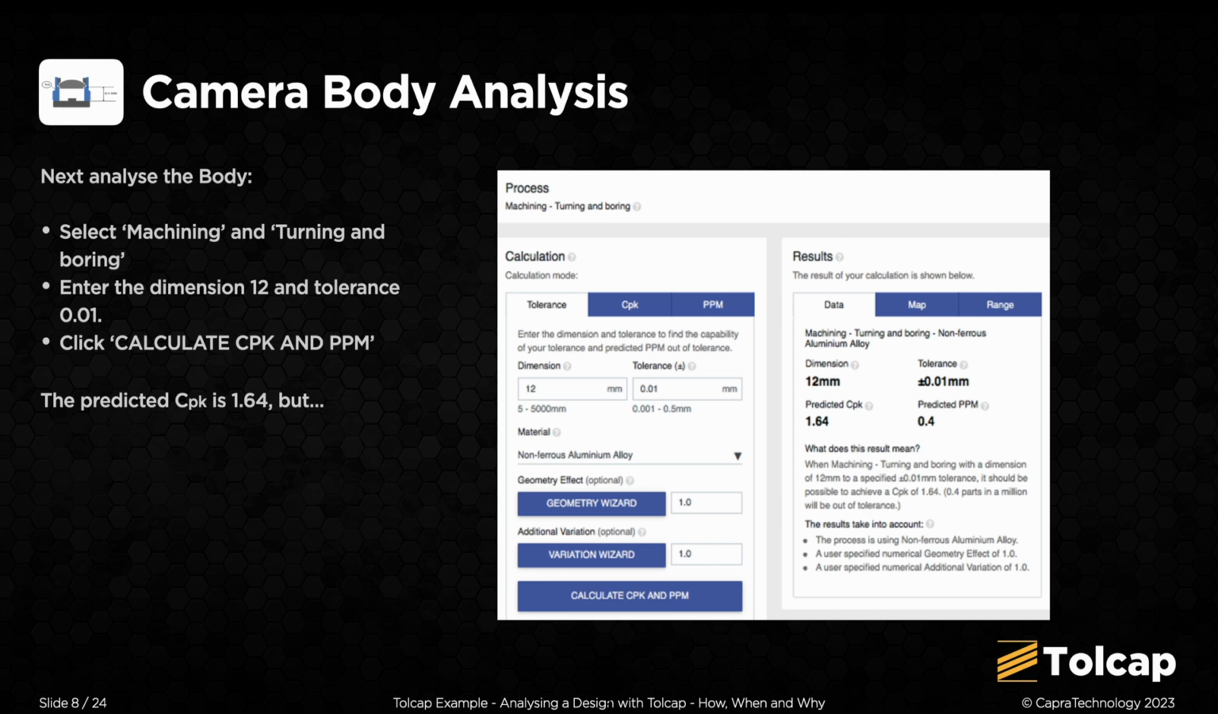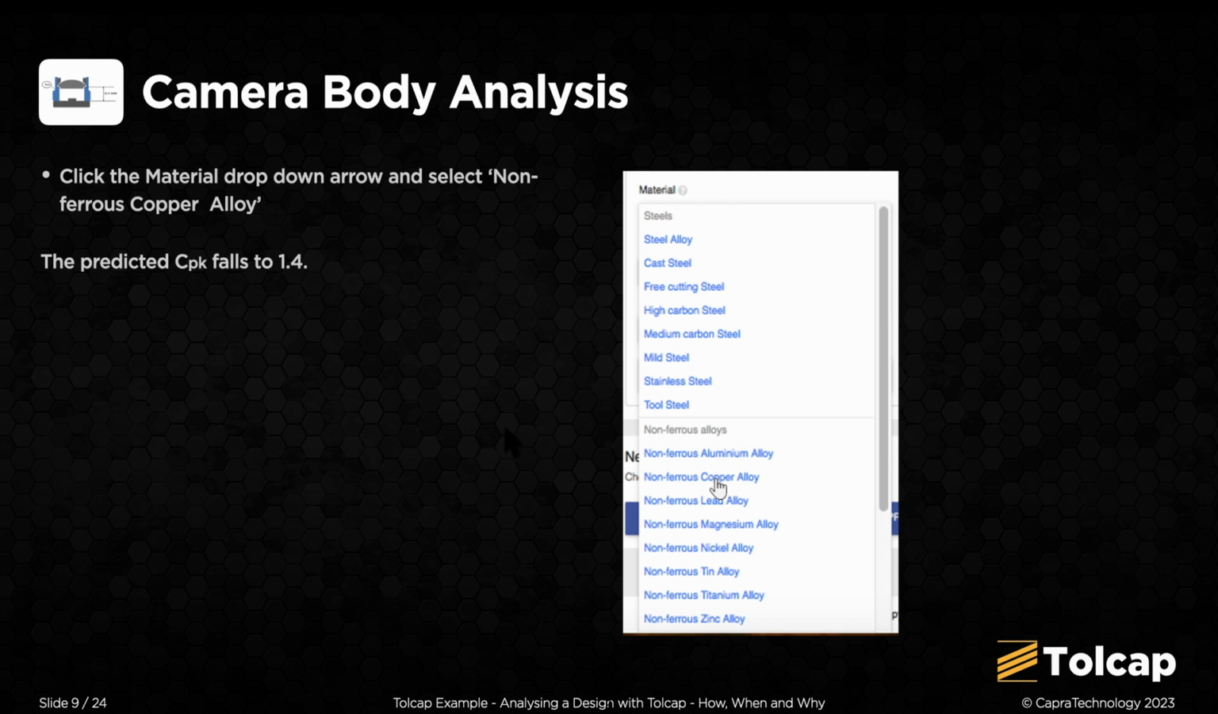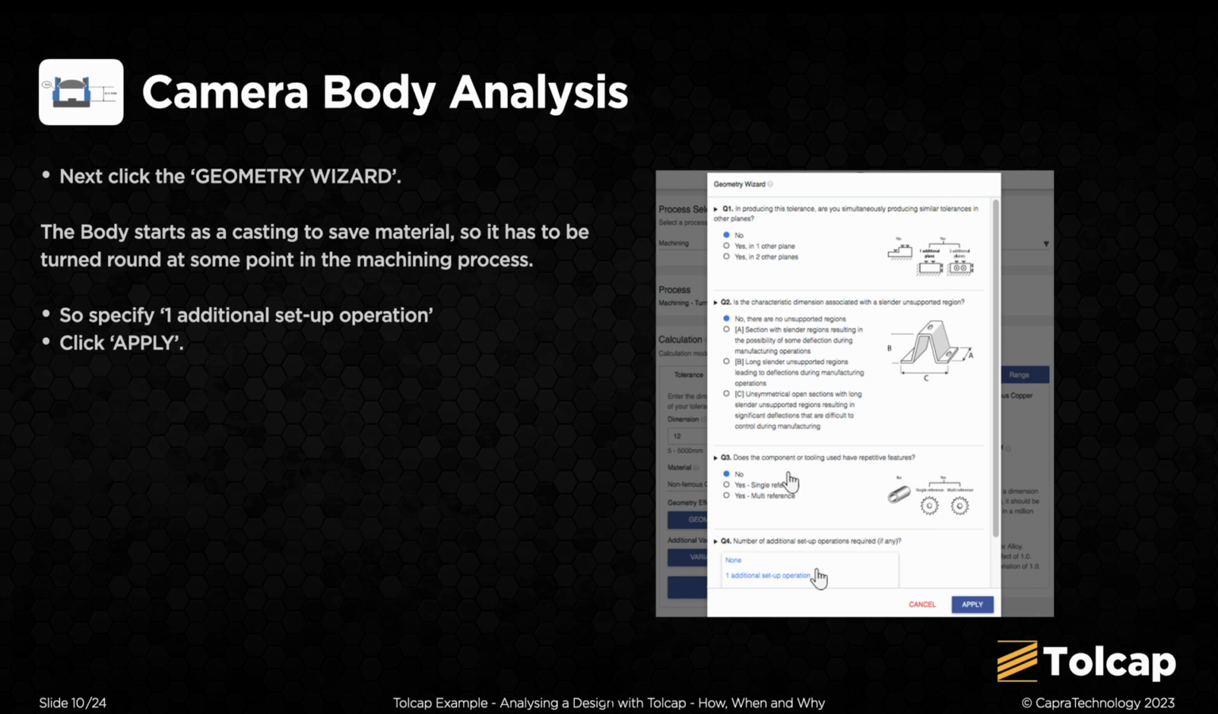Next, analyze the body. Select machining and turning and boring. Make sure we're back on the tolerance tab. Enter the dimension of 12 millimeters and tolerance plus or minus 0.01. Click Calculate CPK and ppm, and the predicted CPK is 1.64. But we need to click the material drop down and select copper alloy, non-ferrous copper alloy, and the predicted CPK will fall to 1.4. Next, click the geometry wizard.